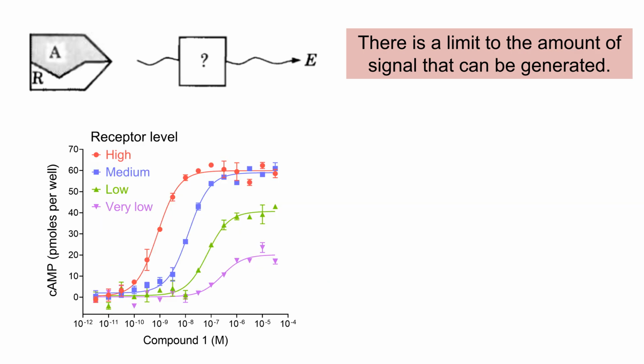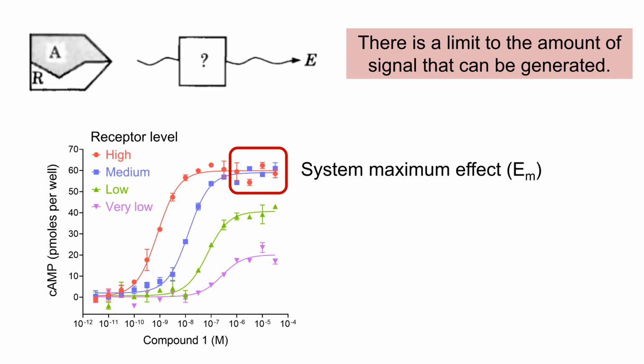We can see that limit on our graph here. At this point, the receptor is saturating the system, and so we hit this ceiling level of cyclic AMP here. This ceiling level of signal is called the system maximum effect, and we will be returning to this soon.